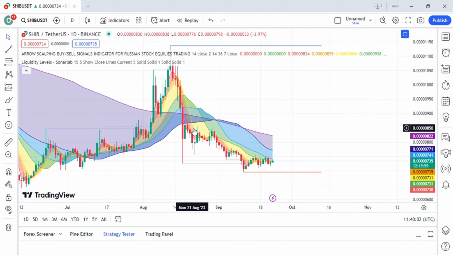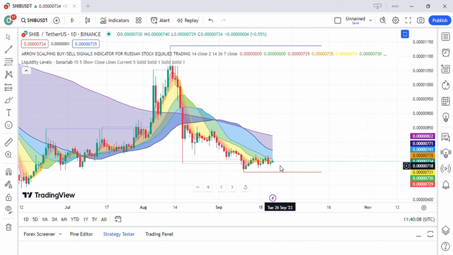When the price is below this yellow line, just like we are, about to break out of it, it is a buy signal. And when the chart is above the yellow line, this particular one that went up, it is a sell signal. So you use the arrow scalping buy and sell indication to get a better entry.